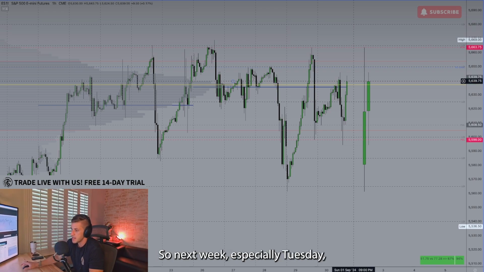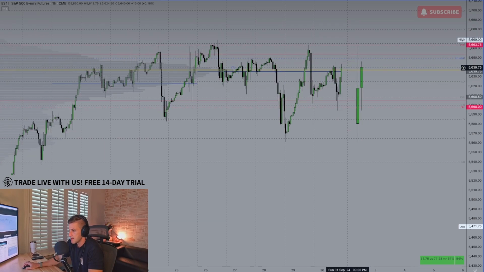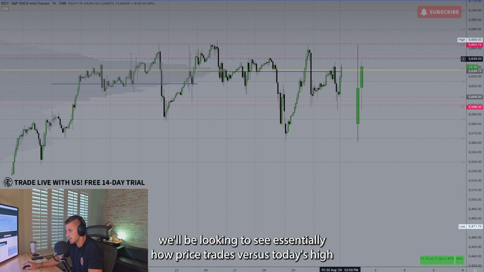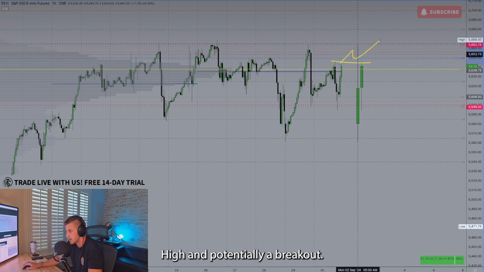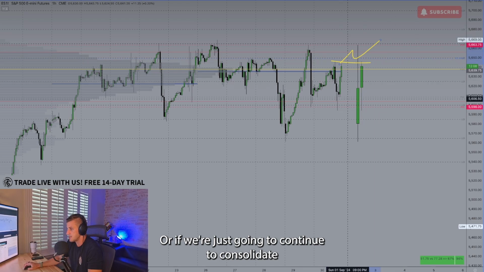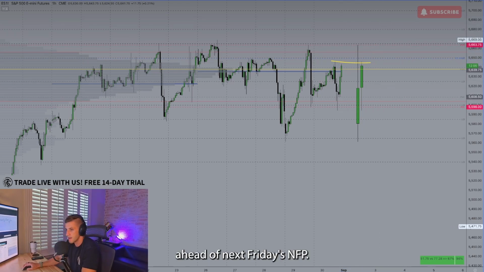So next week, especially Tuesday, we'll be looking to see essentially how price trades versus today's high and whether buyers can show a continuation move up into this near-term range high and potentially a breakout, or if we're just going to continue to consolidate ahead of next Friday's NFP.